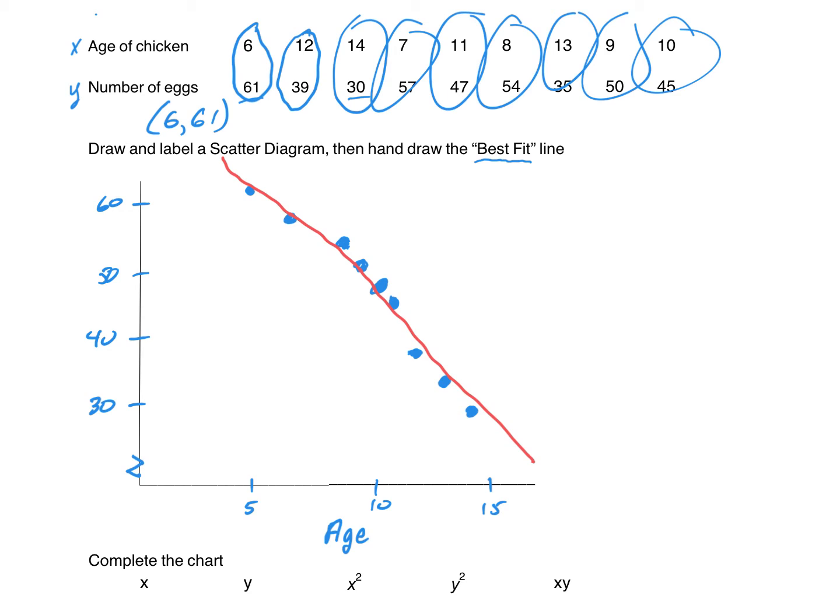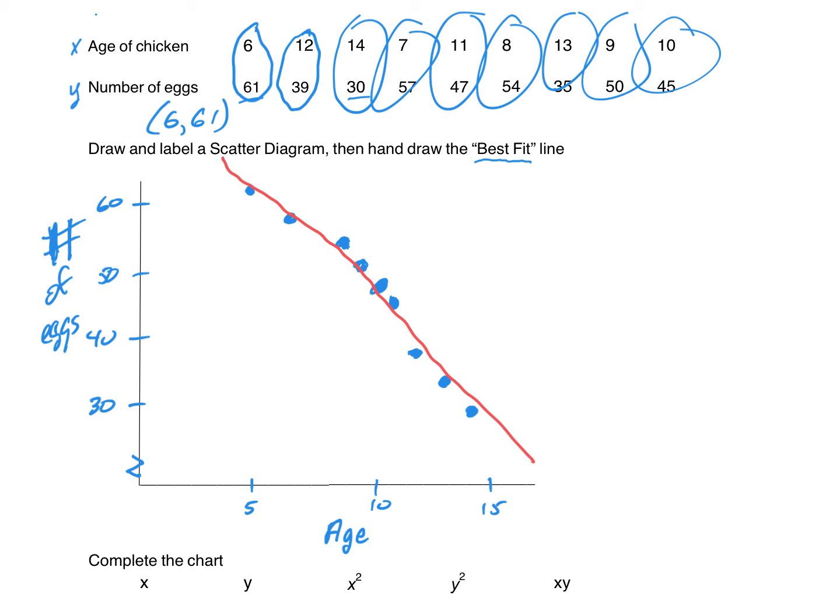So for the scatter diagram, make sure you label. I forgot to label, this is the number of eggs. Age of the chicken is explanatory, number of eggs is our response. We put our dots in, we draw a line, which we think is the best fit line.